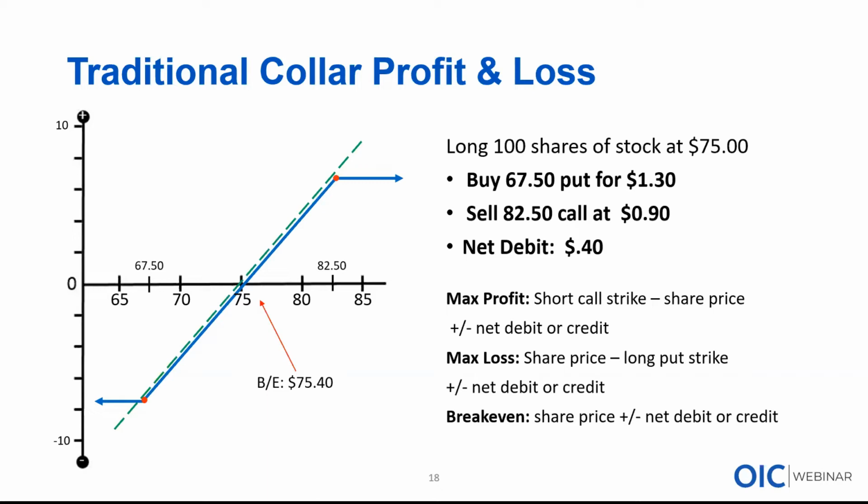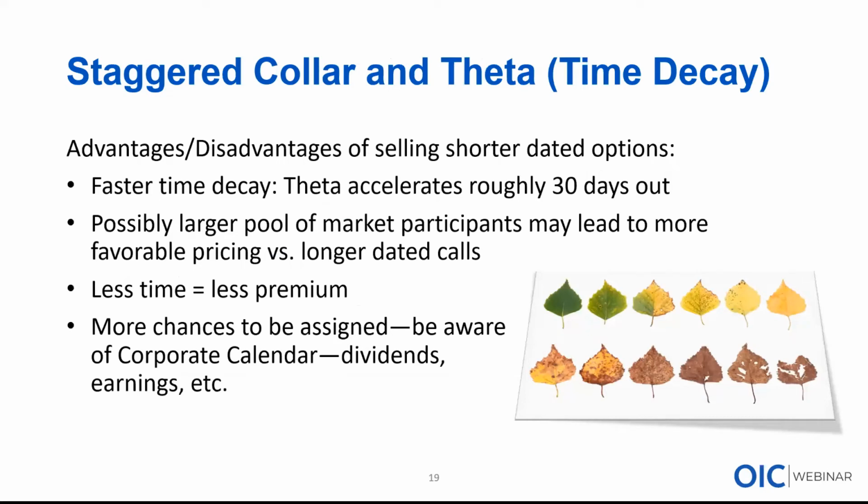But when you execute into your account, you might be doing things a little bit differently. So let's look at that. In the collar, a very common approach might be to stagger the expiration dates. We know that the time decay for shorter options is quicker. Theta accelerates 30, 35, 40 days out, right in that area.